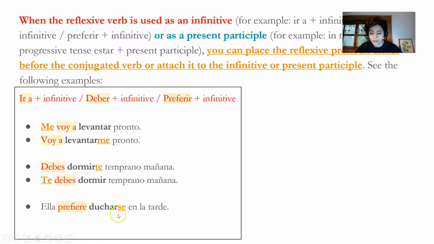So again, the same. The reflexive pronoun goes either attached to the verb in the infinitive or in front of the conjugated verb. Ella se prefiere duchar en la tarde. Both of those options are correct.